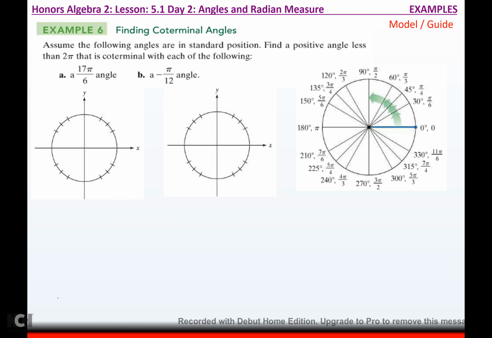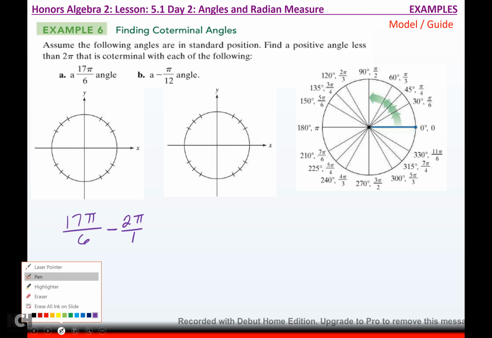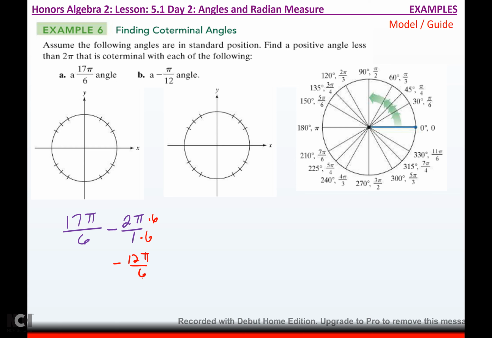If they give it to you in pi, they want a positive angle less than 2 pi that is coterminal with each of the following. So if I want a positive coterminal angle, but I want it less than 2 pi, I'm going to subtract 2 pi. That would be 2 pi over 1. So I need to get a common denominator, which will be 6. So I'm going to take away 12 pi over 6. If I have 17 pi over 6, take away 12 pi over 6, I end up with 5 pi over 6.